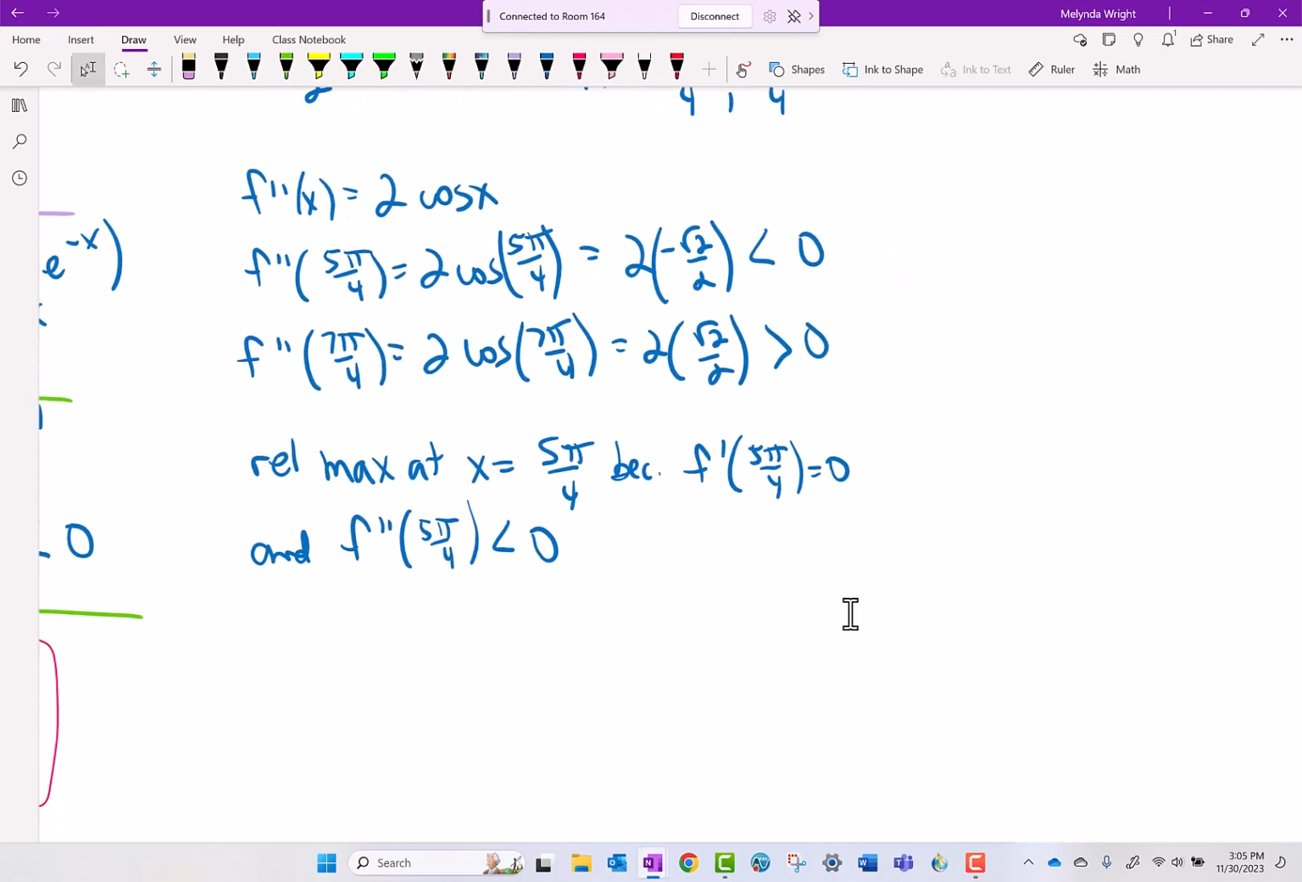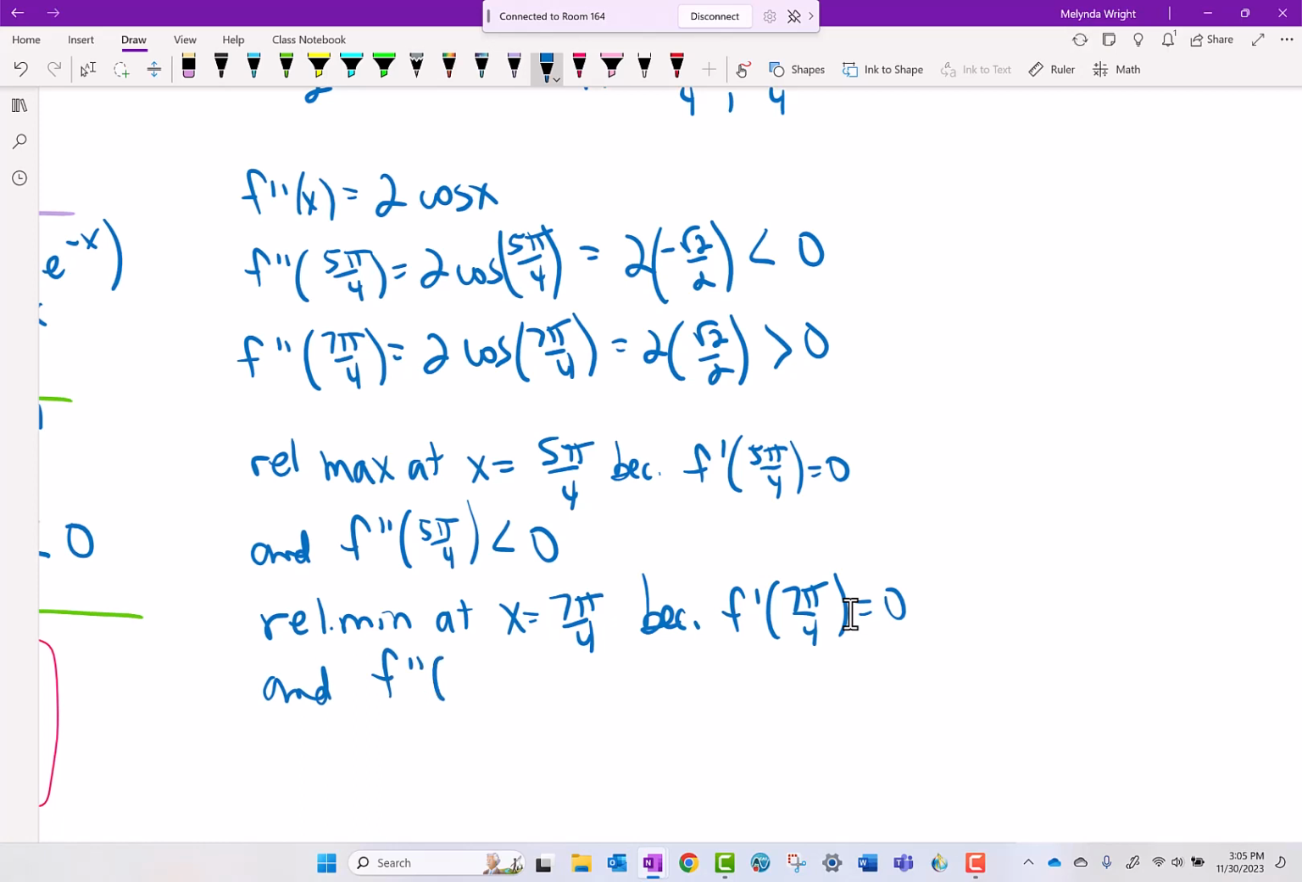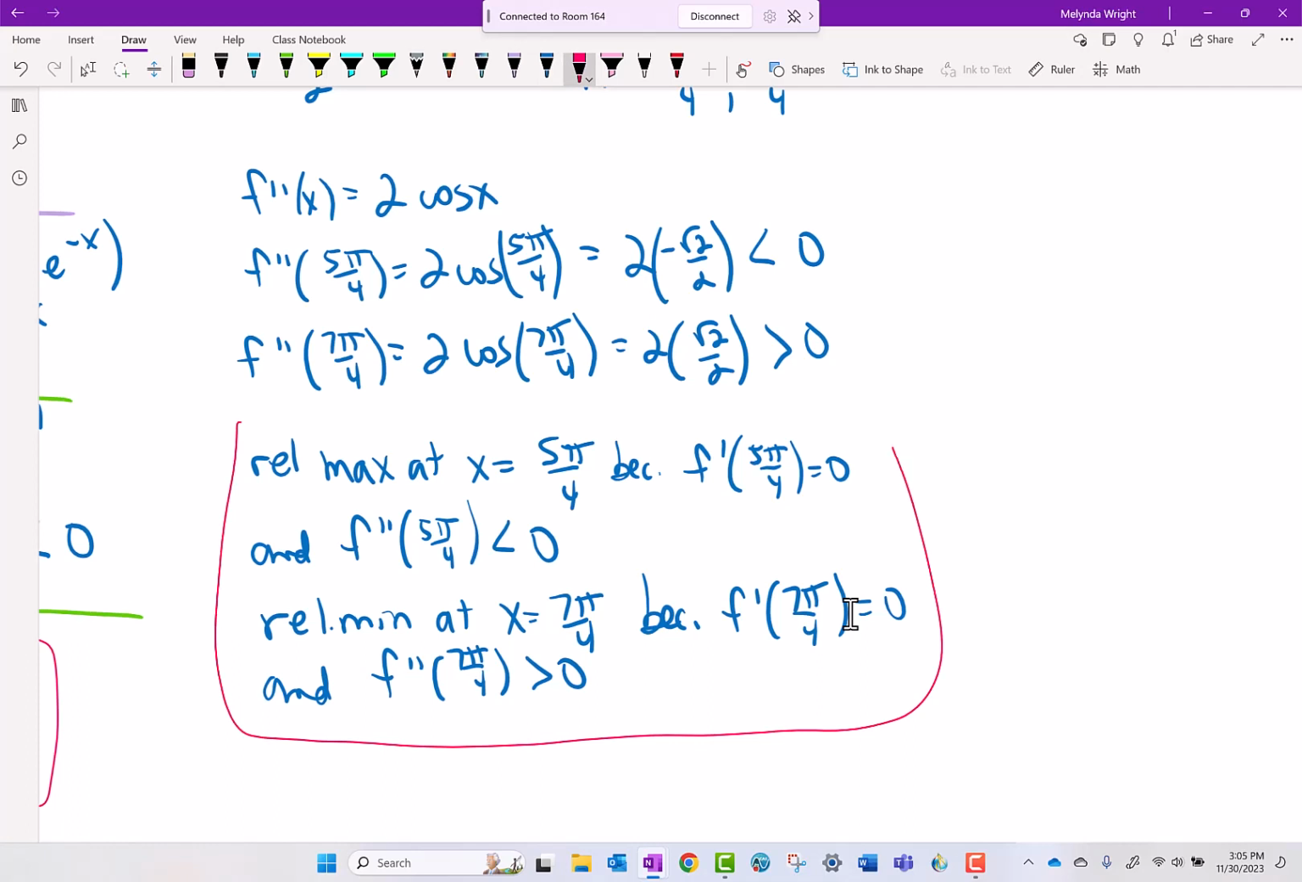Okay. We have a relative min at x equals 7 pi over 4 because f prime of 7 pi over 4 is 0 and f double prime of 7 pi over 4 is greater than 0. Look at all these fun tests that you're learning today. This is so exciting.